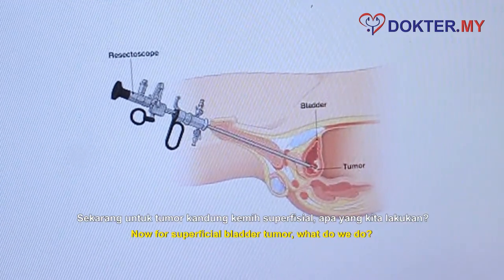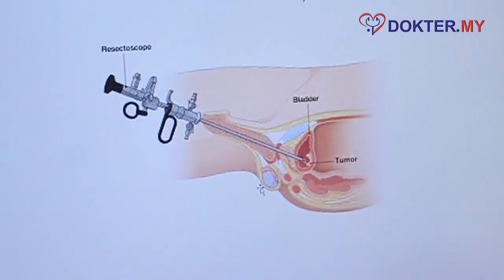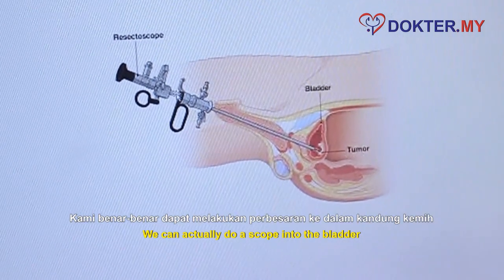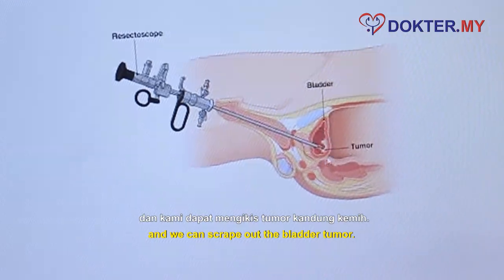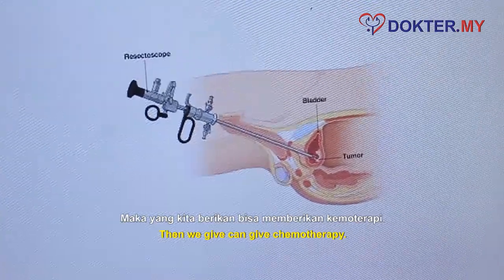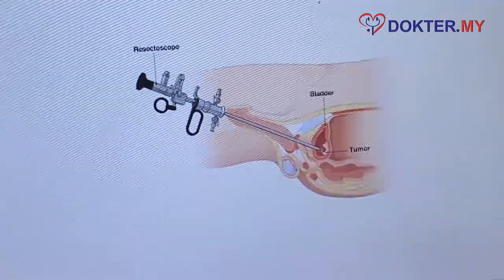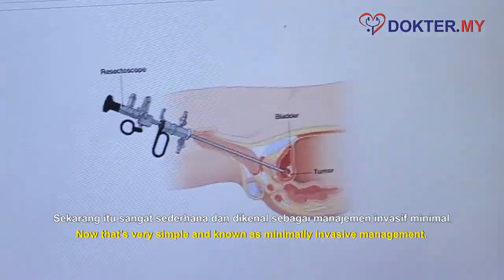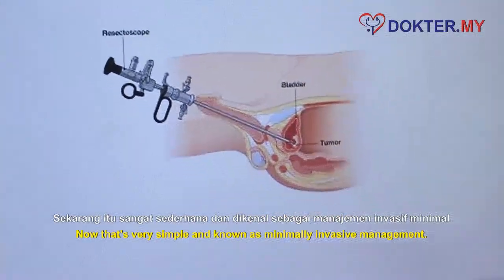Now for superficial bladder tumors, what do we do? We can actually do a scope into the bladder and we can scrape out the bladder tumor. Then we can give chemotherapy. Now that's very simple. It's known as minimally invasive management.